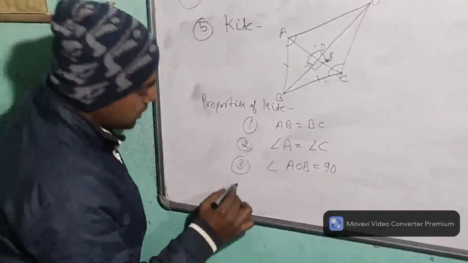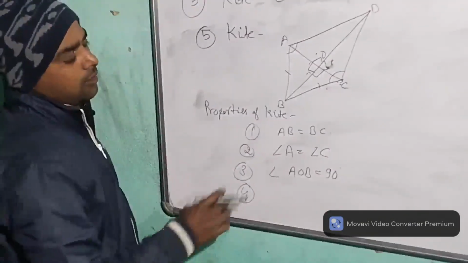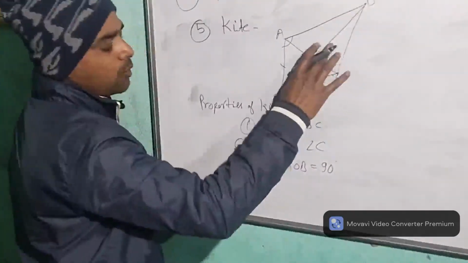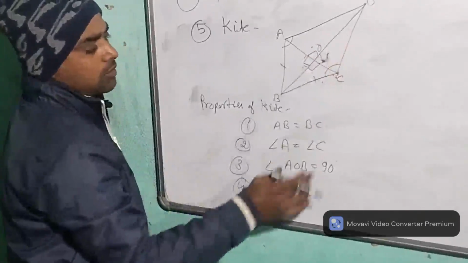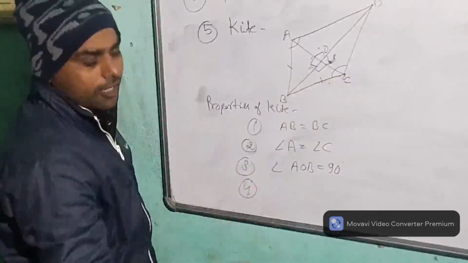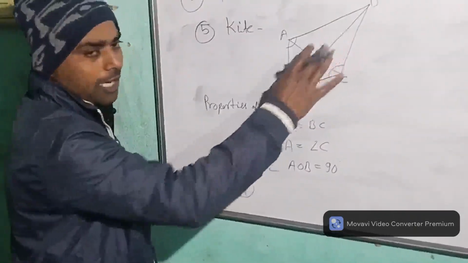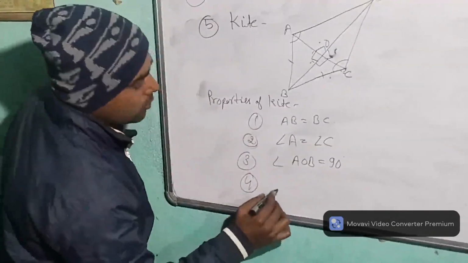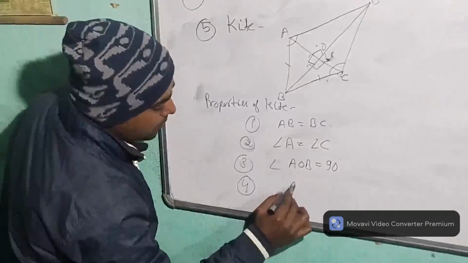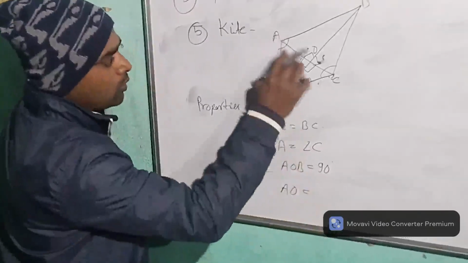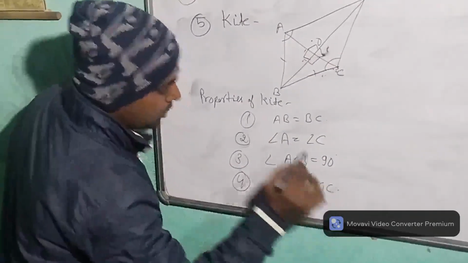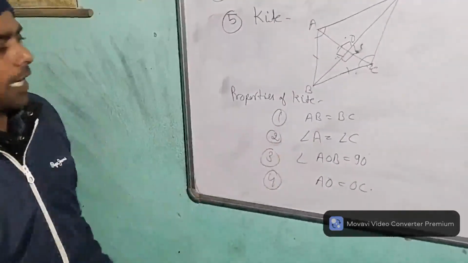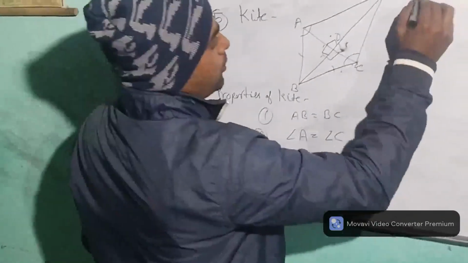And fourth one is the longer diagonal of the kite bisects the smaller diagonal. Okay, that means AO equals OC. This is the properties of kite.